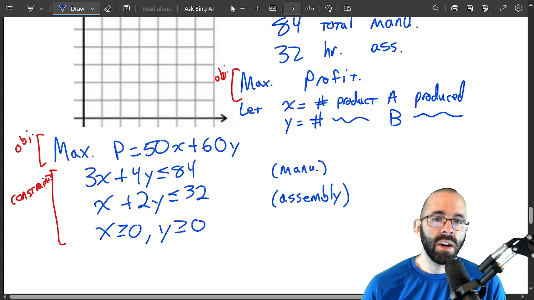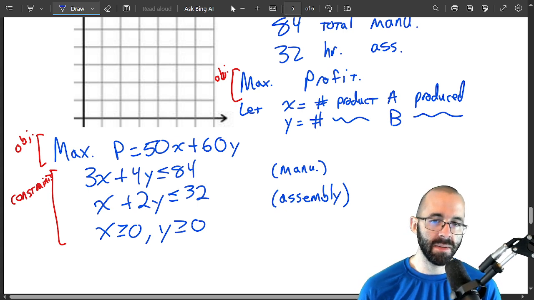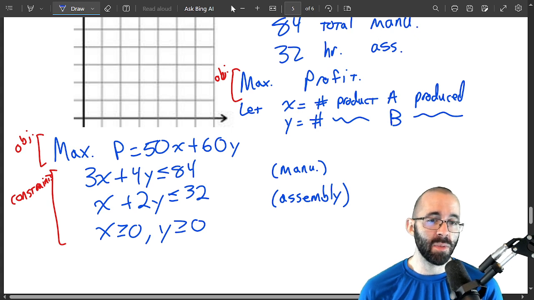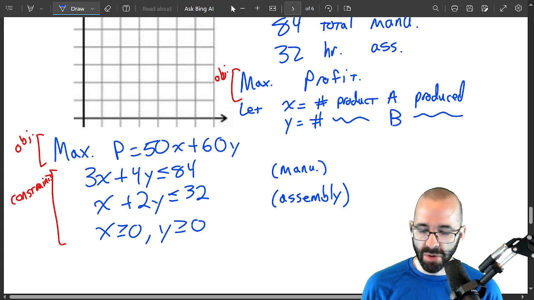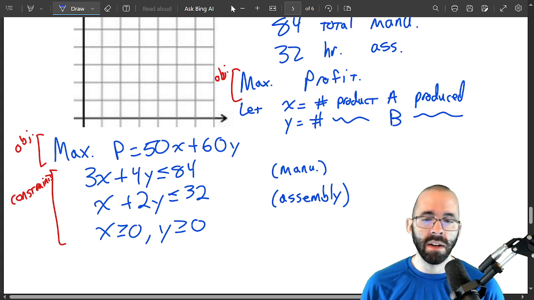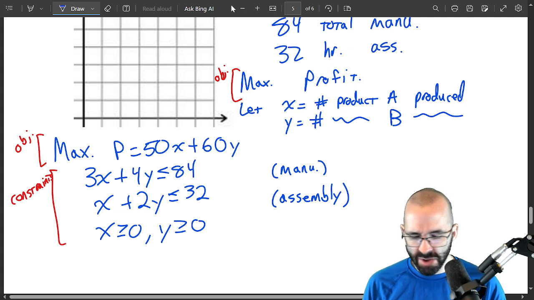Product B, which is Y, takes double the assembly time, but it makes more money. But product A, which is X here, takes half the assembly time and 3/4 of the manufacturing time. So we're going to graph our feasible region. This one actually is quite doable to do by hand. So you can do it either way. Let's do it by hand. Why not? Let's get some practice.